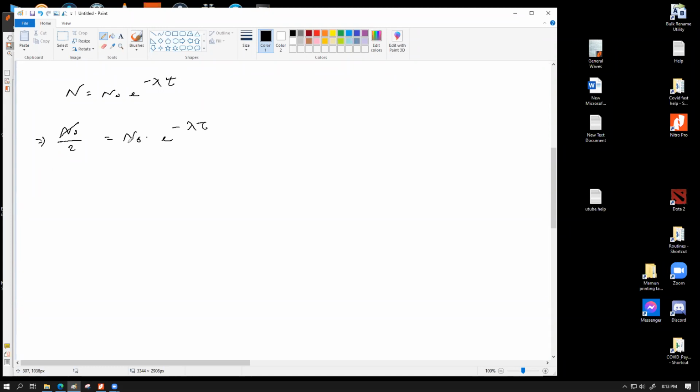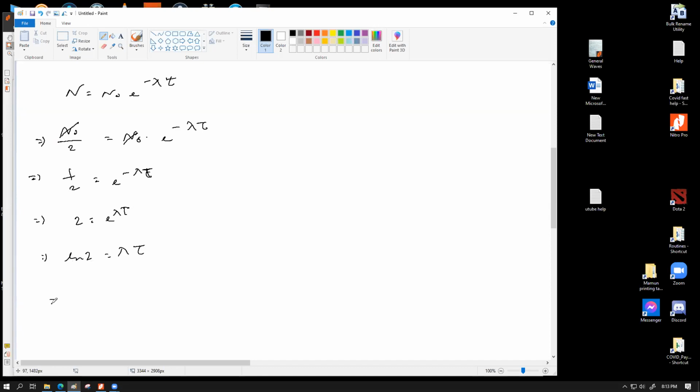If we get rid of these two parts, we get half equals e to the power minus lambda t. Half means 2 inverse 1. So we can simply write 2 equals e to the power lambda t. It should be tau, not t, sorry, I'm writing it wrong. For the half-life, if we take ln on both sides, I'm going to write ln 2 equals lambda into tau.